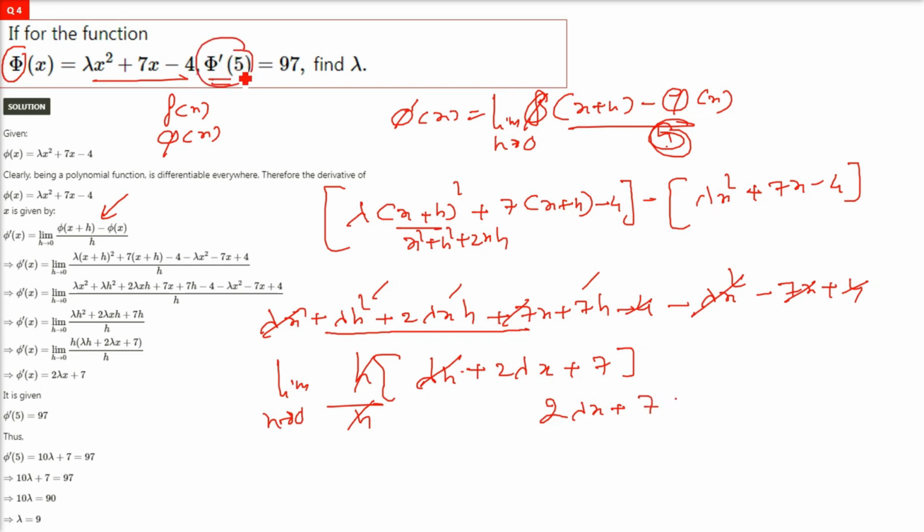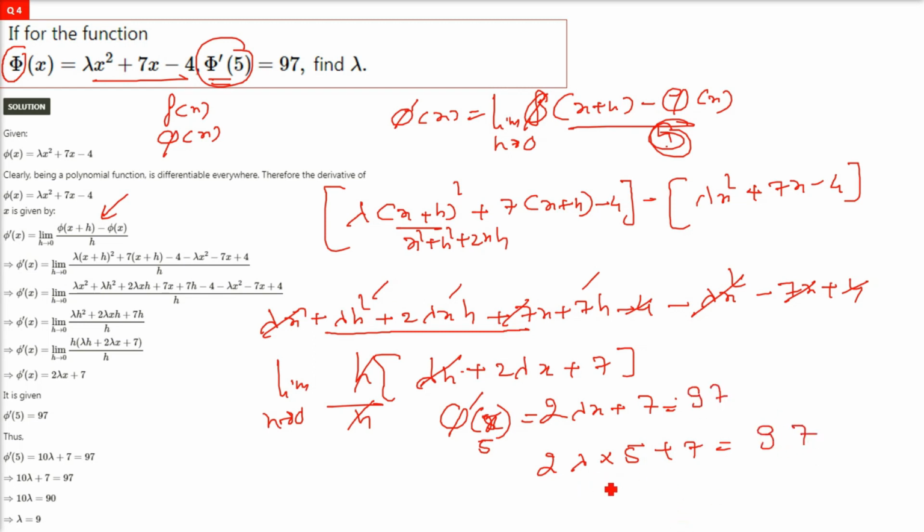This is your differentiation. Now this value, when x is replaced by 5, is going to give you 97. So phi dash 5 is 2 into lambda, in place of x write 5, plus 7 is equal to 97.